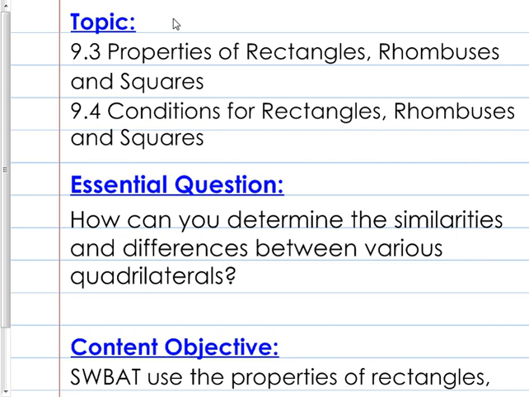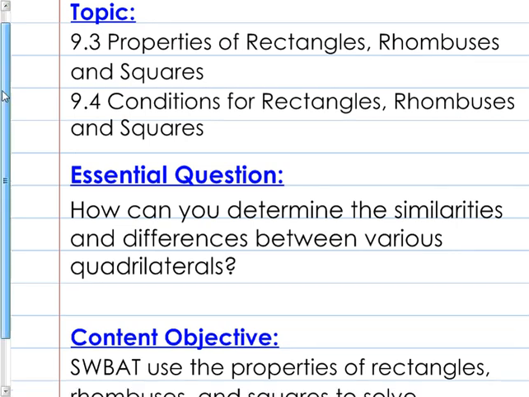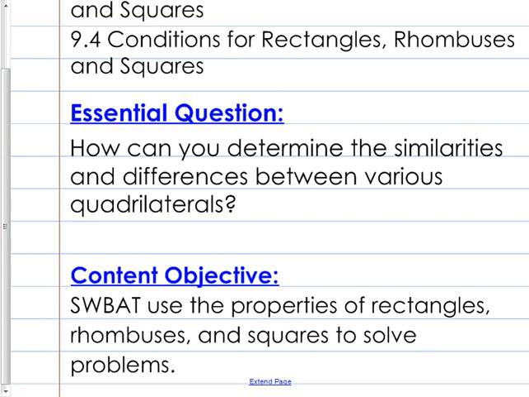And welcome back, Wolfpack. Today's lesson is a continuation of our quadrilaterals. We're going to be learning specifically about the properties and conditions of rectangles, rhombuses, and squares. And today you will be able to use the properties of rectangles, rhombuses, and squares to solve problems.